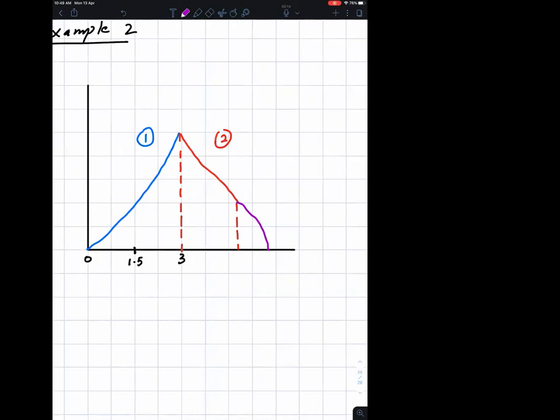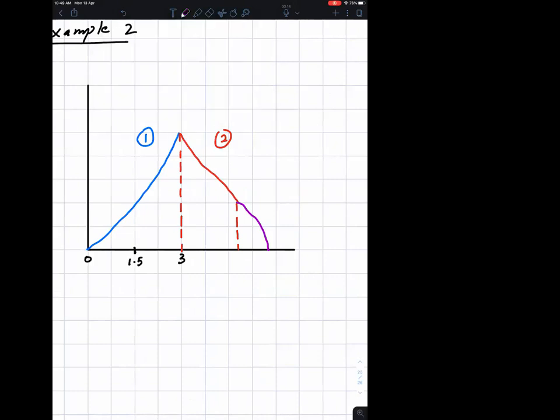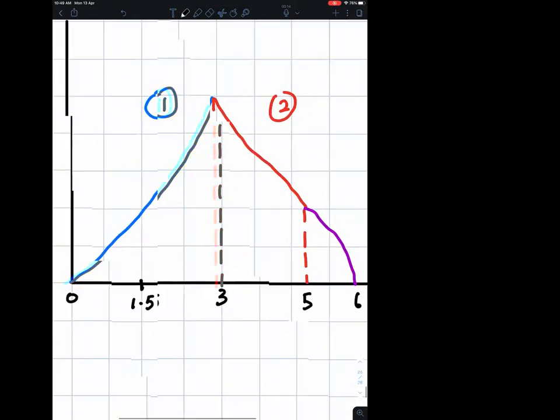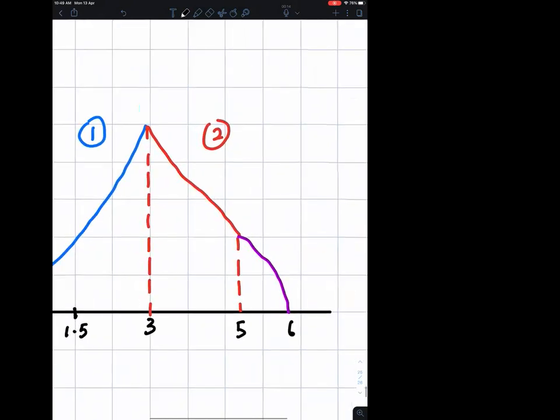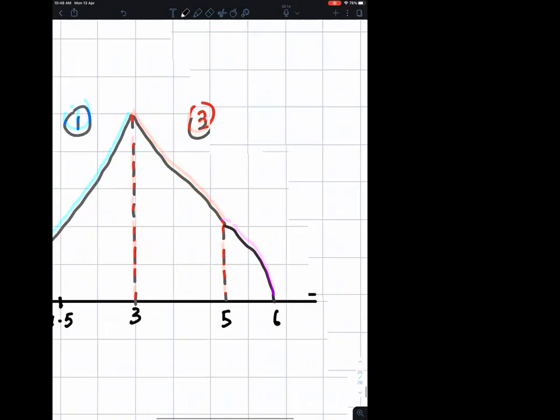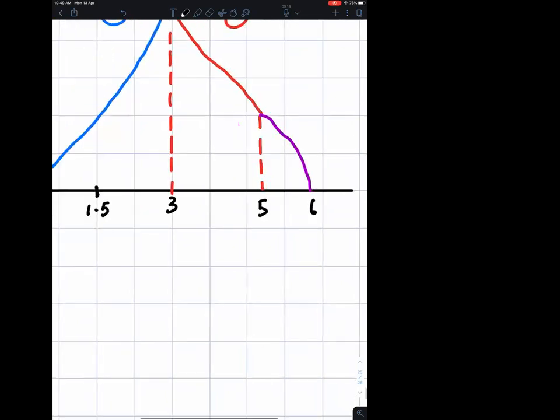So there's another one that starts at 5, and then this is 6. So the blue segment goes from 0 to 3. The red segment goes from 3 to 5. And the purple segment goes from 5 to 6. Let's assume there are 3 different equations. Therefore, we have to do them separately.